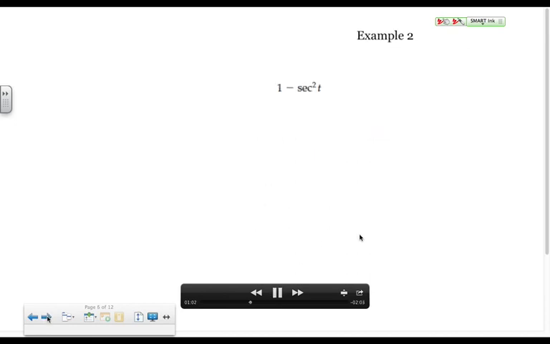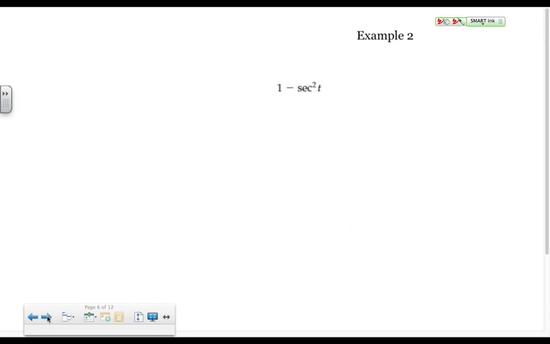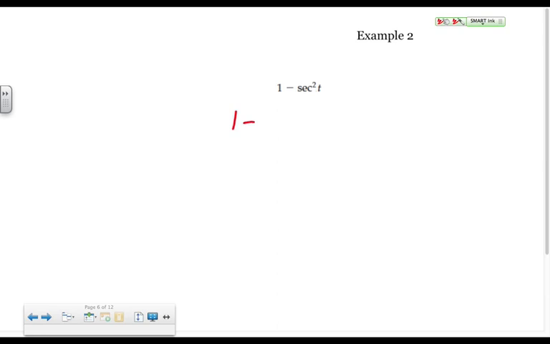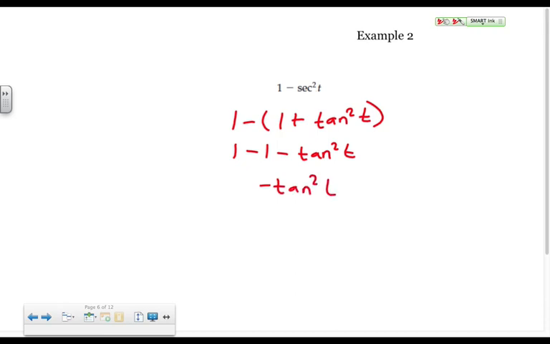We haven't actually gotten into the proof side of things yet. The proof side of things will come in the next section. This is all we're doing in this section is simplifying with rules. Okay, so 1 minus secant squared. We're going to replace that with 1 minus 1 plus tangent squared, because secant squared can be replaced with 1 plus tangent squared t. And then when we simplify that, we get 1 minus 1 minus tangent squared t. The ones cancel out, and I get negative tangent squared t. And that's as far as I can go.